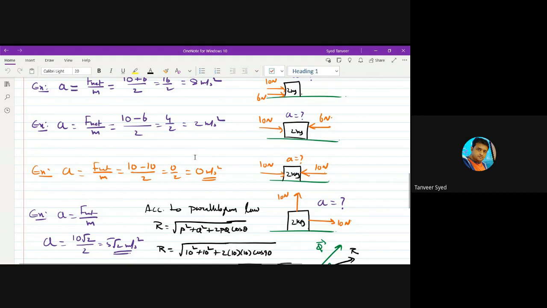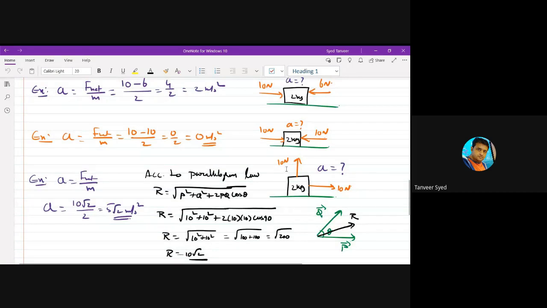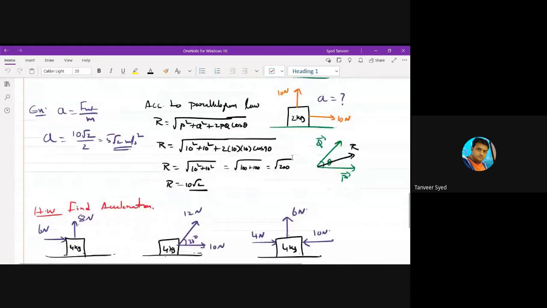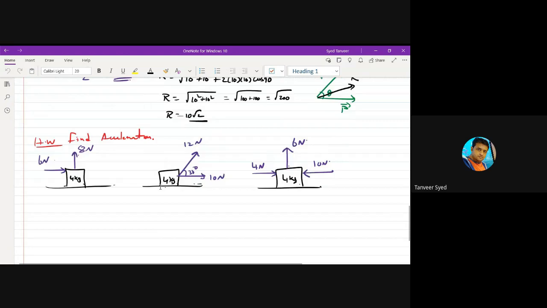If two or more forces act on a body at a given time, then the motion or acceleration of the body will be decided not by either of the forces, but by the resultant of all the forces. And we took some examples also: forces acting in the same direction, in opposite direction, same forces in opposite direction, different forces in the same direction, forces at right angle, 60 degree, 30 degree, all these things. So the resultant or net force will give you the direction of motion or the acceleration of the body.